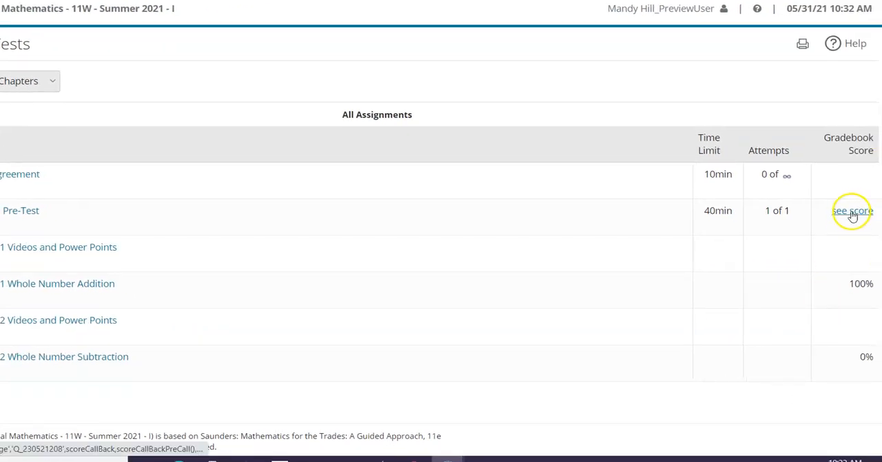So over here on the score, it didn't give me a score for my pretest because those are not graded. That's just to see how you can do. But it did mark off my homework 1. It gave me a 0 on homework 2. So you want to make sure that those are 100%.